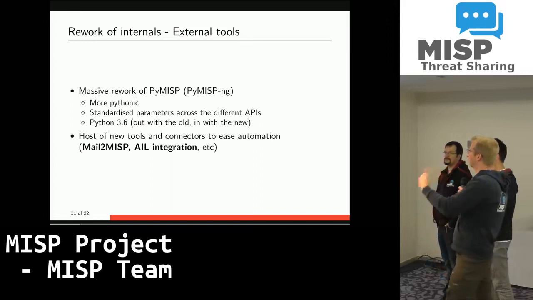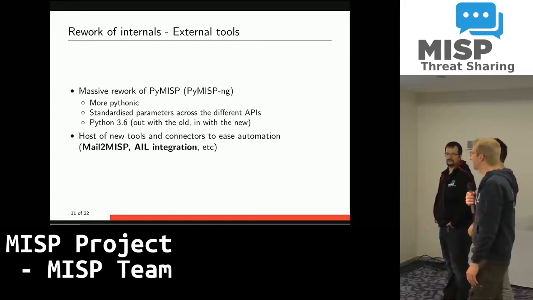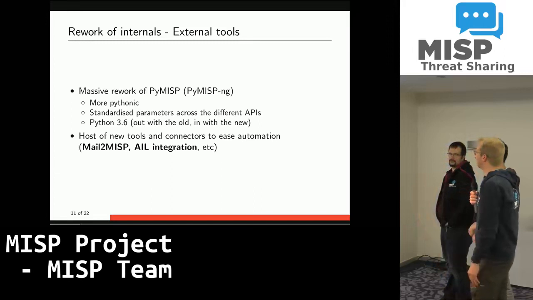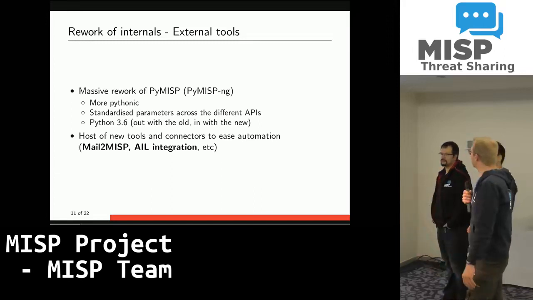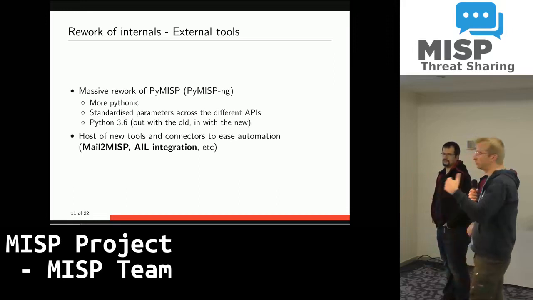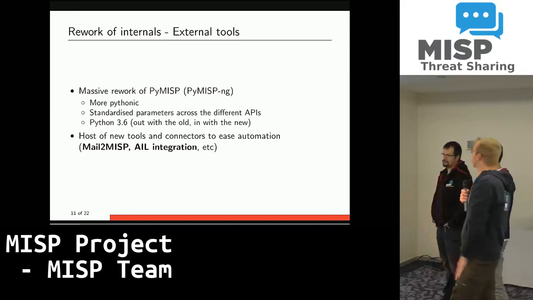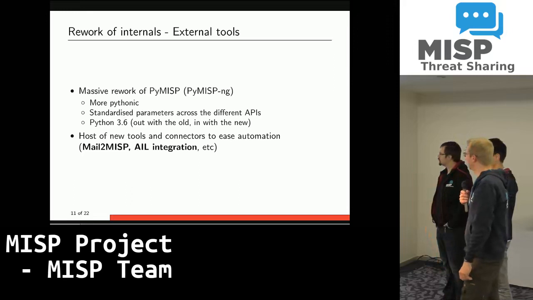So we try to basically improve those connectors. We do the same with various projects that we have. We have some plan with URL abuse, we have some plan with BGP ranking, and so on. So all the tools that we develop, we try to integrate those into the thing with MISP.